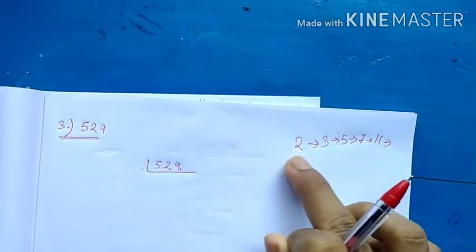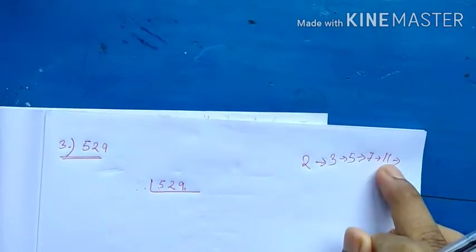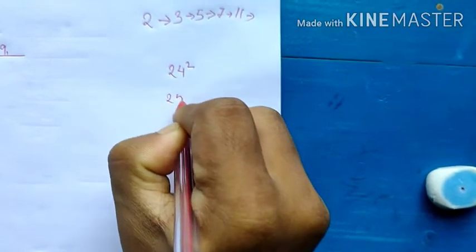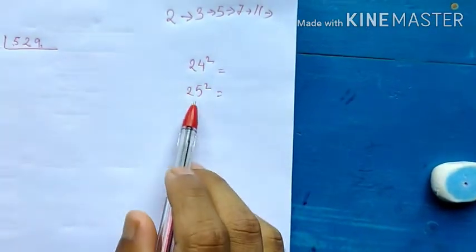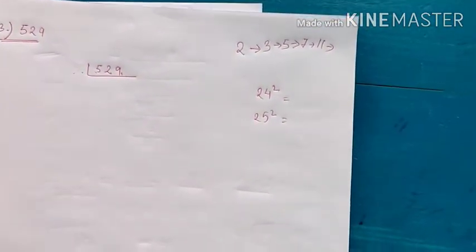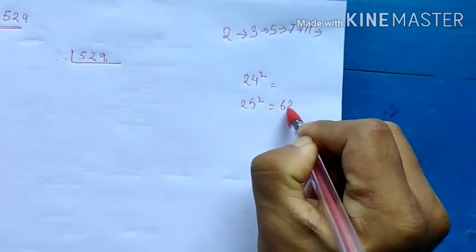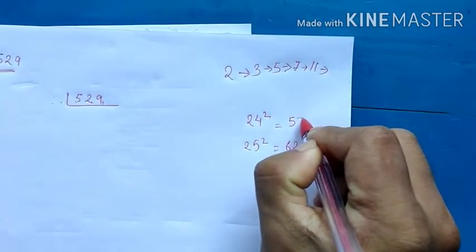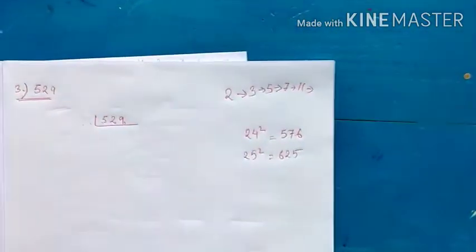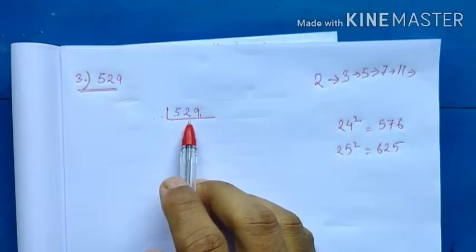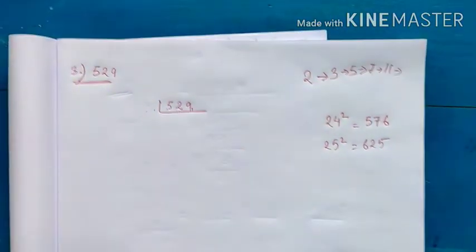So instead of going on checking 7, 11, 13 like that, let us do one thing. We all must know one thing, which is 24 square and 25 square. These are very important. So we must know the values of 24 square and 25 square. We know that 25 square is 625, if we multiply 25 two times, and 24 square is 576. Now if I observe the number 529 carefully, it is very close to 576, right?